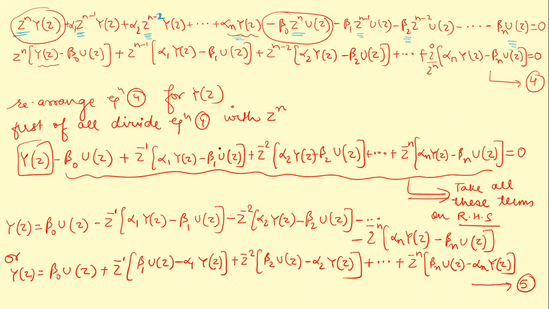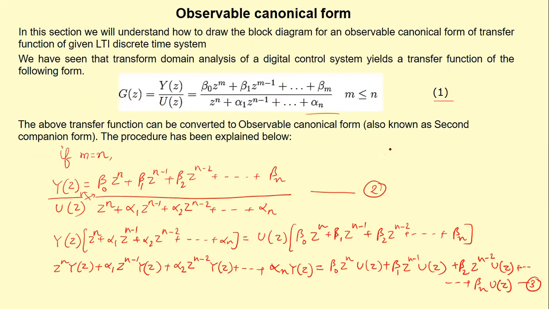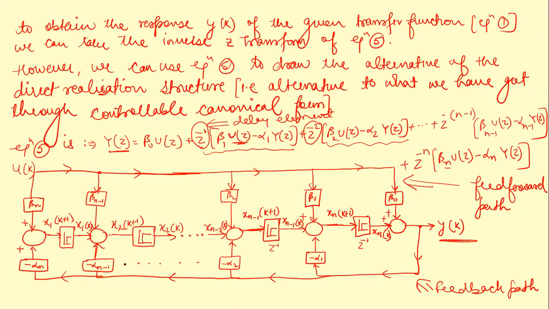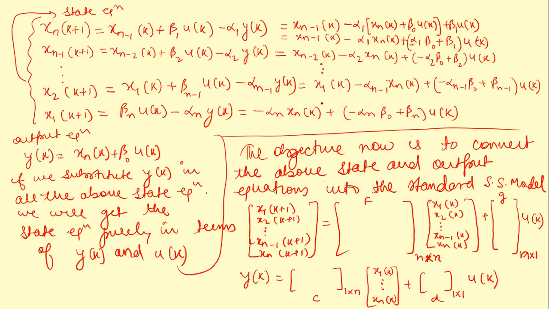So what did we do? We simply had the transfer function as given by equation 1. We cross multiplied these parameters with one another, yz with the denominator of the transfer function and uz with the numerator. And in this process, we simplified the equation and got equation number 5 in terms of yz. So by using equation number 5, we have developed a direct realization structure through observable canonical form. And from this realization structure, we have obtained all the state equations as given here.